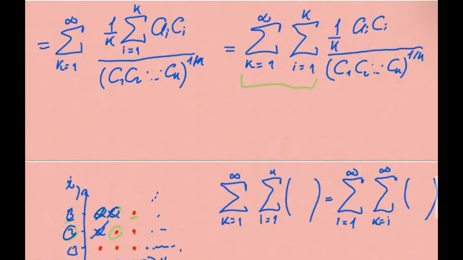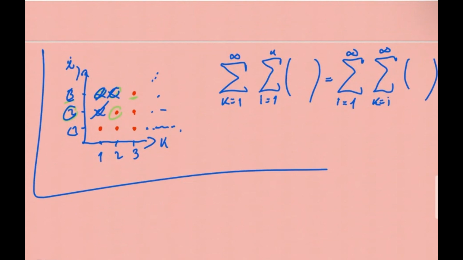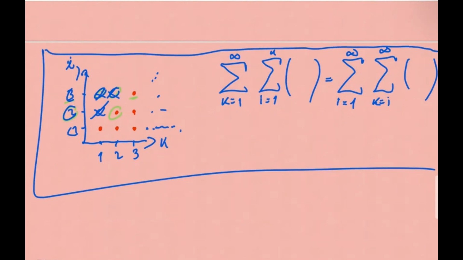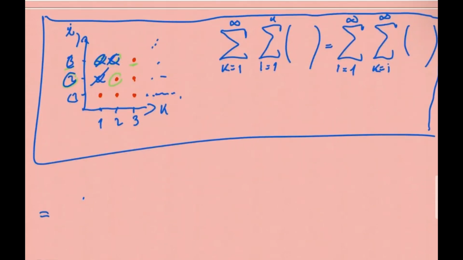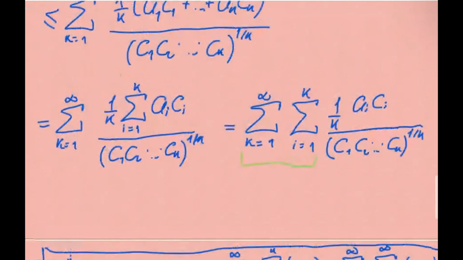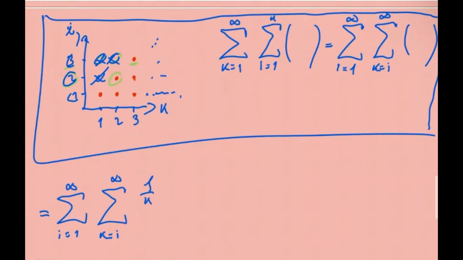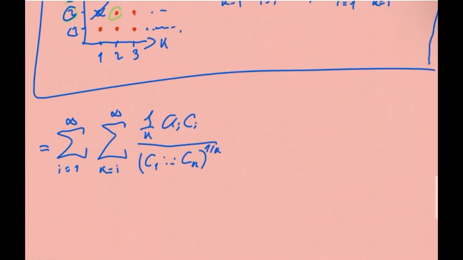Let's use that for our case. So this is just like a thought that is often used without really mentioning why this change of summation was done. So we go from i equals 1 to infinity, and then our k goes from i to infinity. And then we write the same term, of course, again, 1 over k times a_i c_i divided by (c_1 to c_k) to the power of 1 over k. Okay, so we see that these a_i c_i do not depend on the inner summation. We can just drag them out.